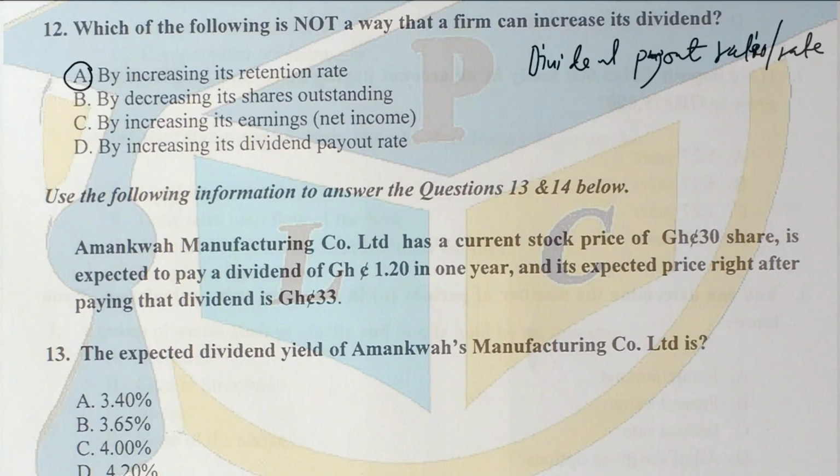So all these three are parameters that we can use to increase the firm's dividend payout. You can keep this in mind. If you meet it in theory, they will ask you to state three ways a business can increase its dividend. You tell them: by increasing its shares outstanding, by increasing its earnings, and by increasing its dividend payout ratio or rate. These three will satisfy you if you meet this kind of question. So let's take note of that. Increasing its retention rate is not one of them.